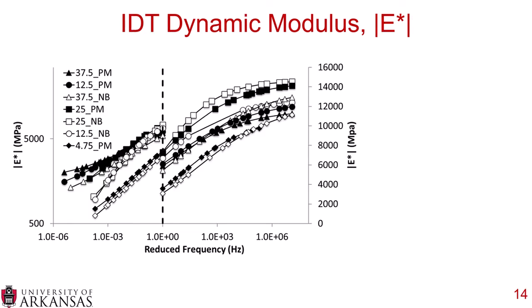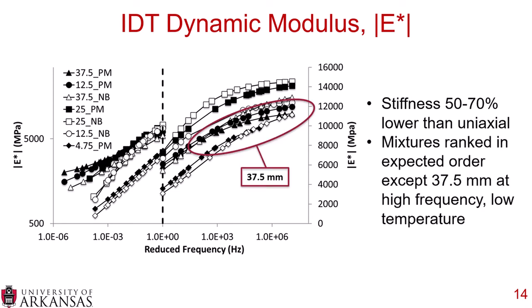Now looking at the IDT dynamic modulus, it starts giving some more interesting results. The stiffnesses are 50 to 70% lower than the uniaxial. So if you go back to the previous slide, you can see we shifted the y-axes on both the left and the right side. The stiffnesses are quite a bit lower, and as long as they're relatively lower, there shouldn't be a problem. There could be some sort of geometric shift factor. But the mixtures ranked in order except for the 37.5 millimeter mixture at the higher frequencies and lower temperatures.